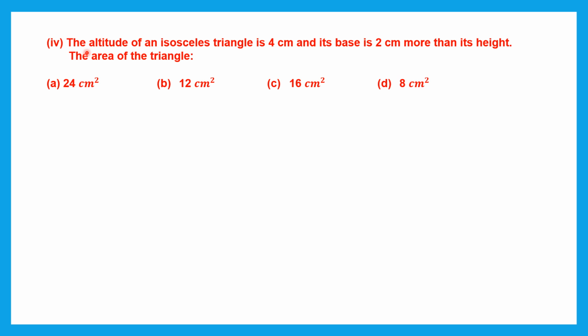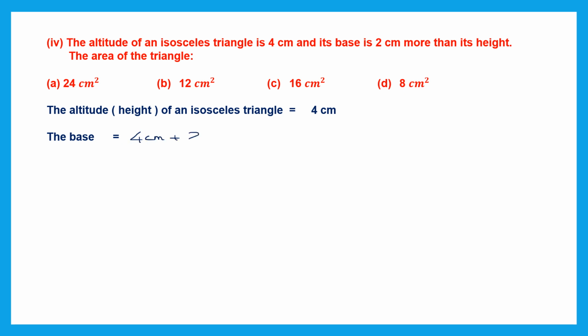Question 4. The altitude of an isosceles triangle is given as 4 centimeters and its base is given as 2 centimeters more than its height. Now we have to find the area of the triangle. When we say altitude, we are talking about the height. The height of an isosceles triangle is given to us as 4 centimeters. Now the base, we are told, is 2 centimeters more than the height. So if the height is 4 centimeters, the base is 4 centimeters plus 2 centimeters. So the base is 6 centimeters.